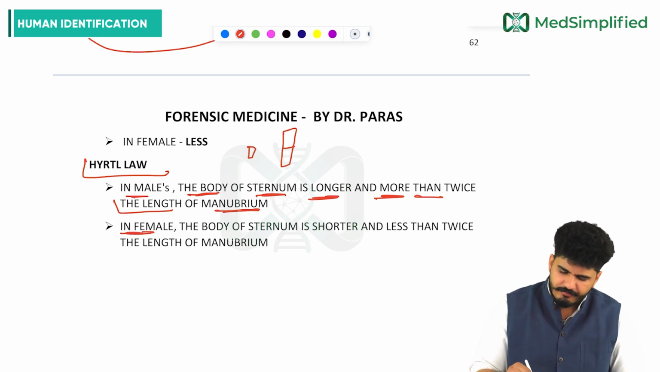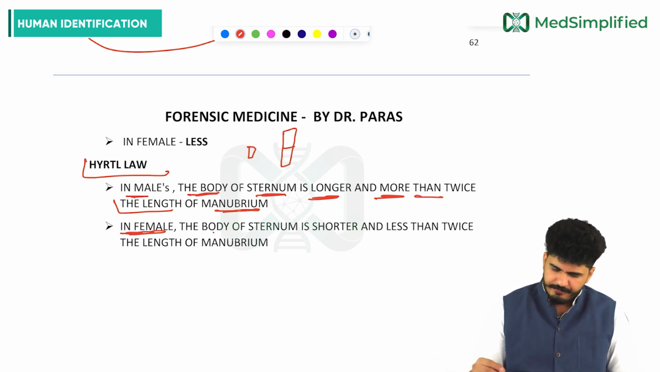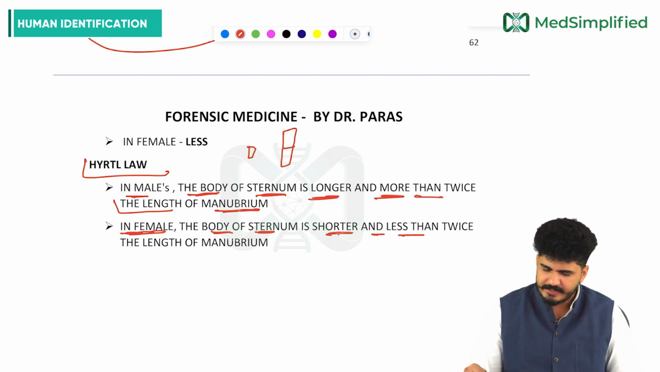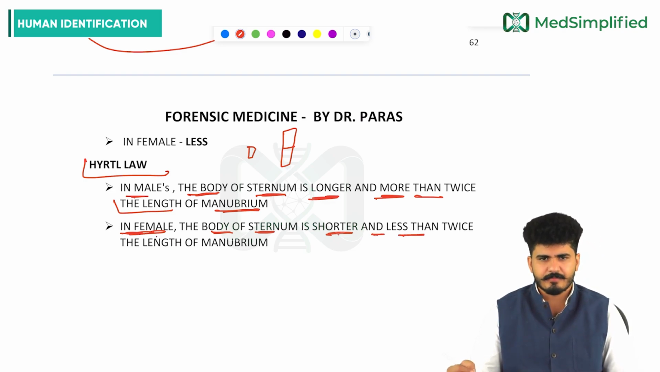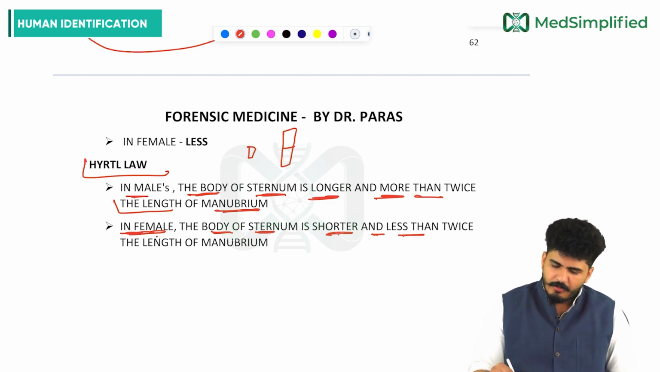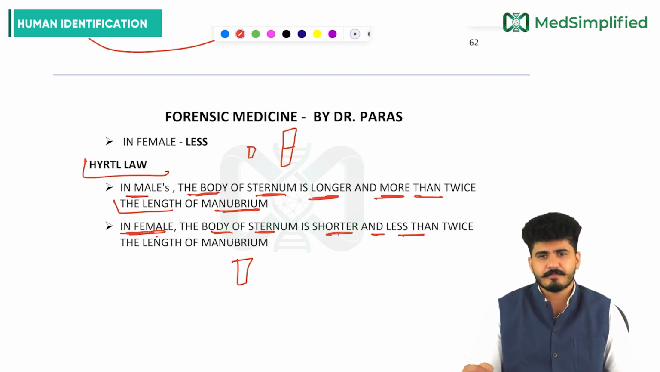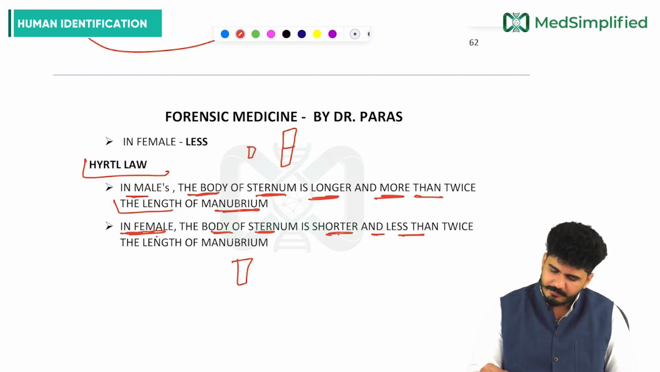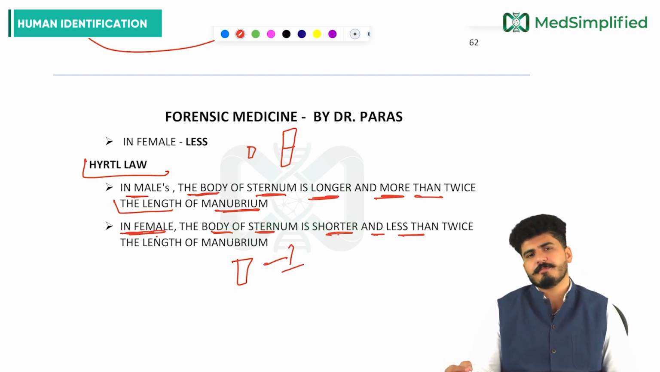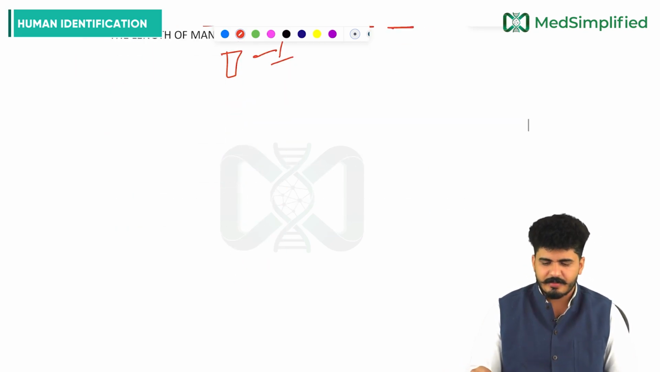Second, he says that in females, the body of the sternum is shorter and less than twice the length of the manubrium. Twice the length of the manubrium means half the sternum would be there. So these are Hightel's rules, my dear friends.